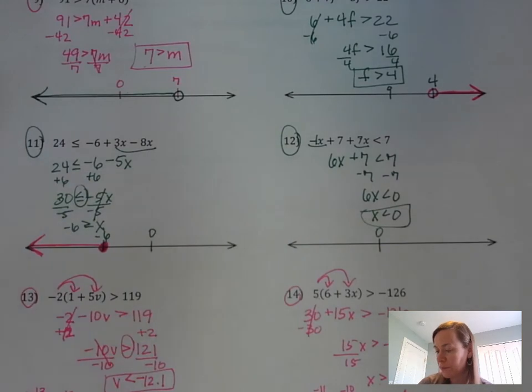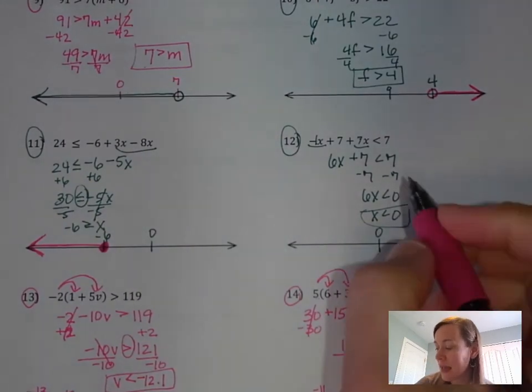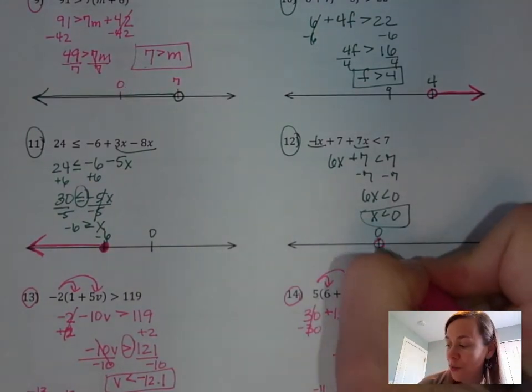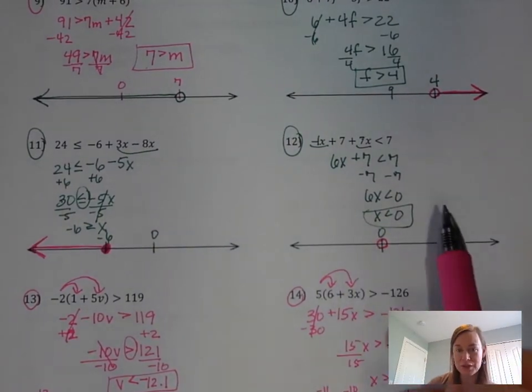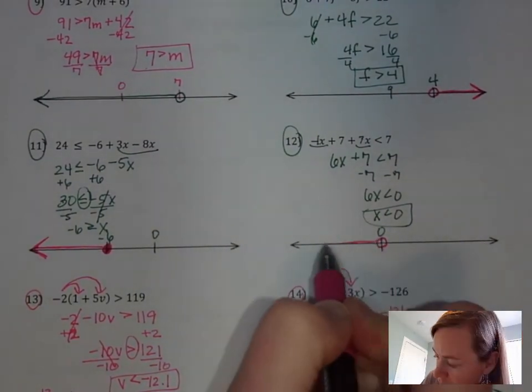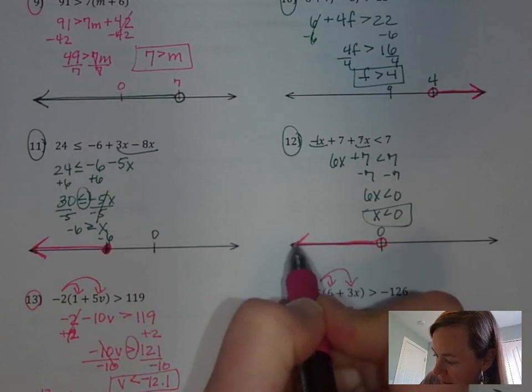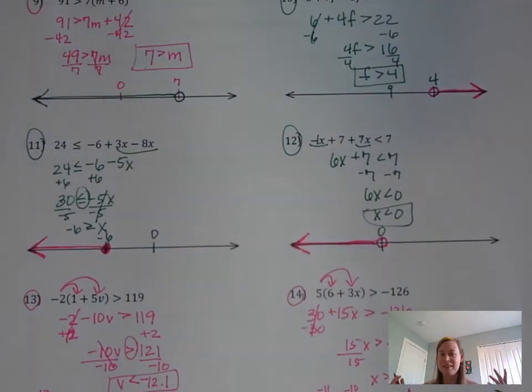Here's a 0. X is less than 0. So this time we need an open dot. And we need all the answers that are less than 0. So the numbers that are less than 0 are the ones that go out this way. So let's highlight those. And there you go.